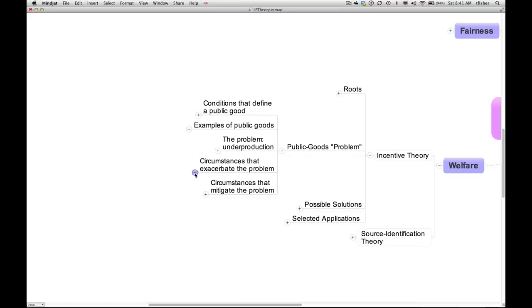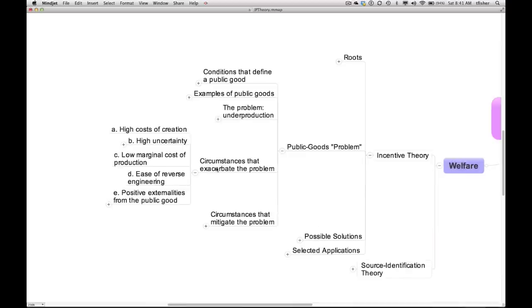Listed on the screen are some circumstances that are commonly said to exacerbate the public goods problem. First, high cost of creation. If a public good costs a lot to generate, the risk that it will be underproduced is especially serious. In the intellectual property context, the premier example is new pharmaceutical products, which, taking into account the money spent on failed experiments, cost roughly $800 million to $1 billion apiece to produce.